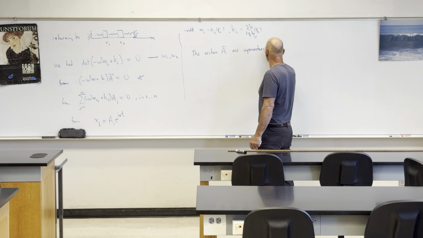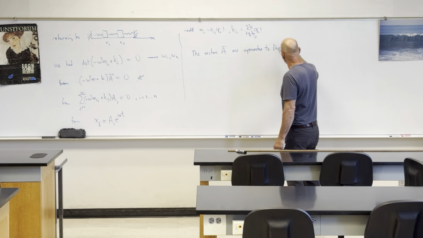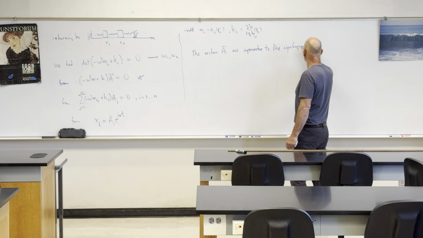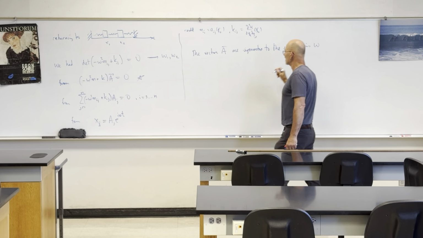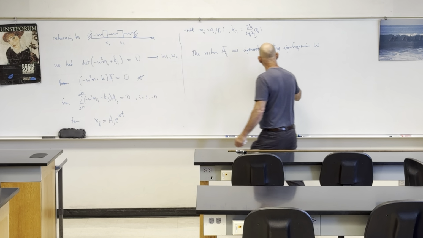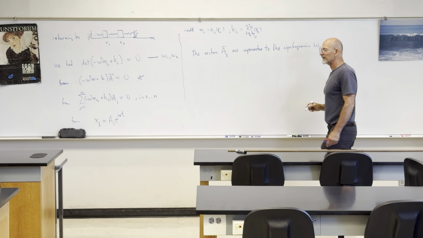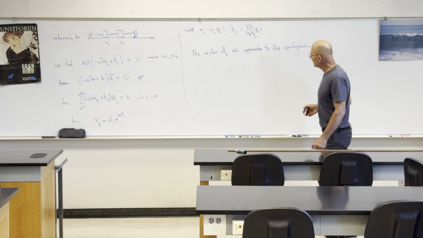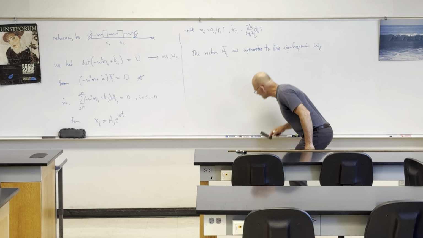Eigenvectors to the eigenfrequencies omega. So we'll just say A sub L, frequencies omega sub L. And there are up to n of them, n linearly independent eigenvectors.